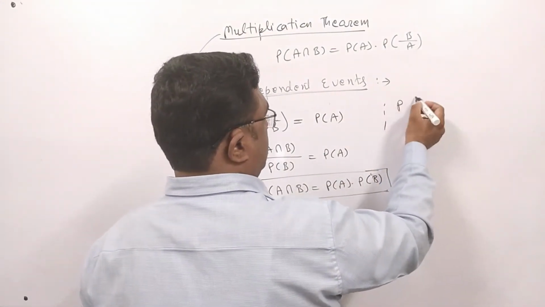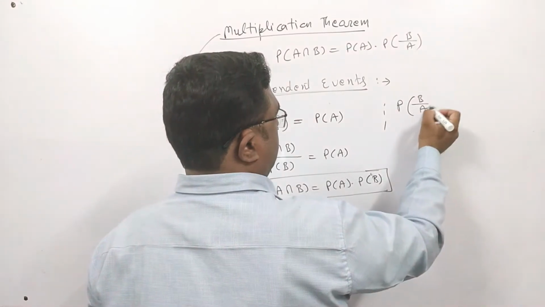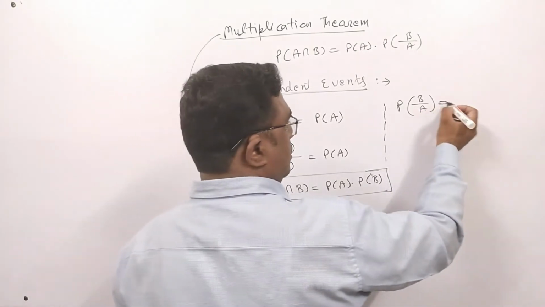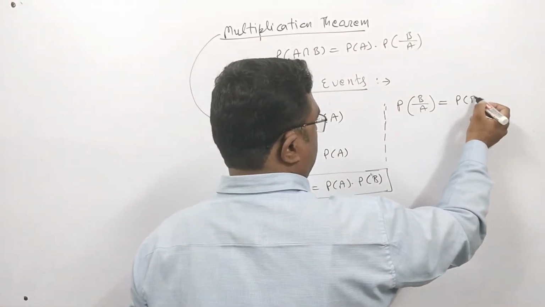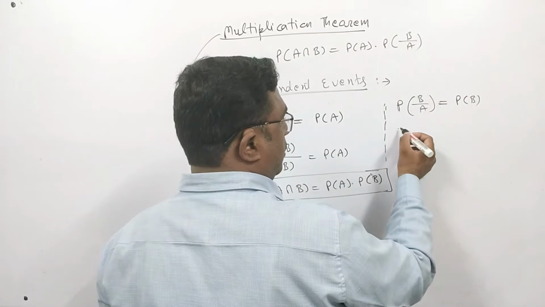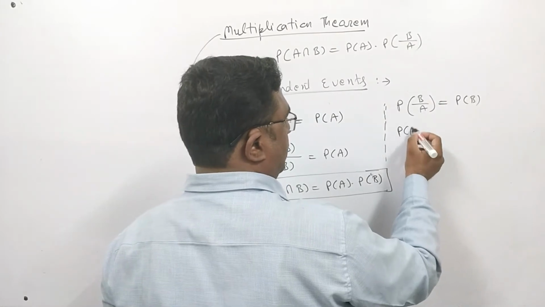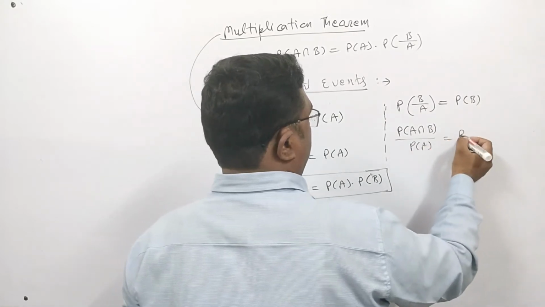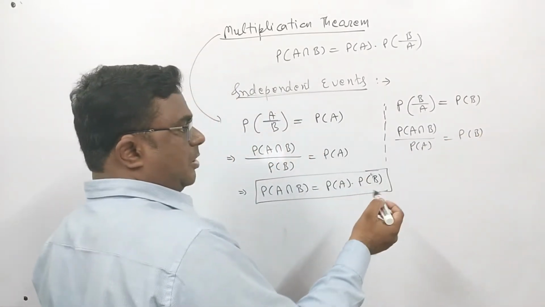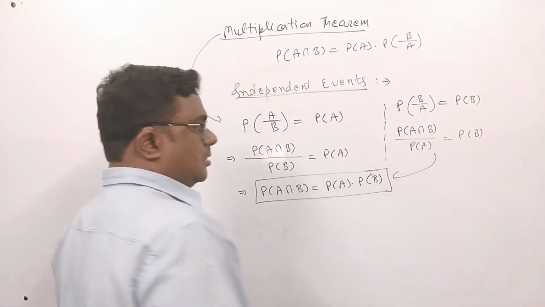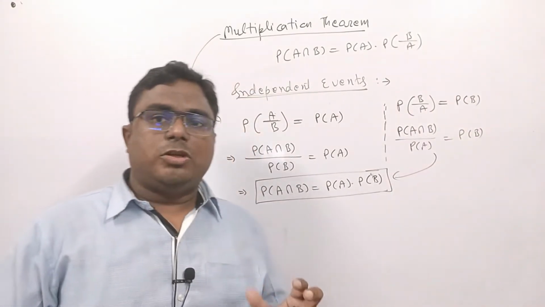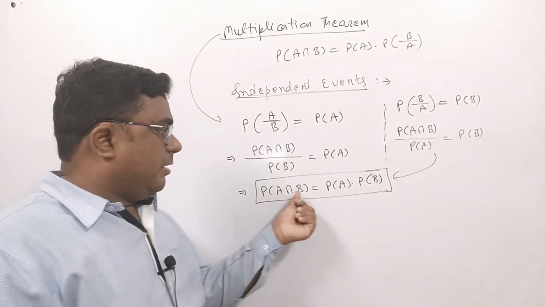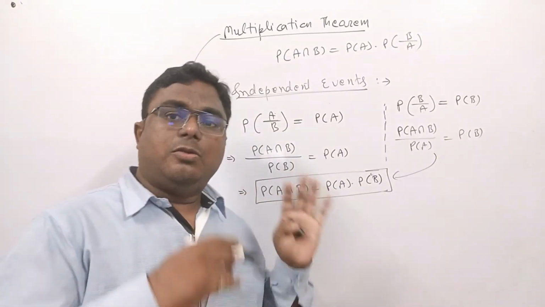Suppose I say P(B|A) and A and B are independent events. So in that situation, its value will be P(B). And if I write down its formula of conditional probability, then its formula will be P(A intersection B) upon P(A) equal to P(B). And if I do the cross multiplication, then I will get the same result. So actually when the events are independent, then P(A intersection B) becomes equal to P(A) into P(B).